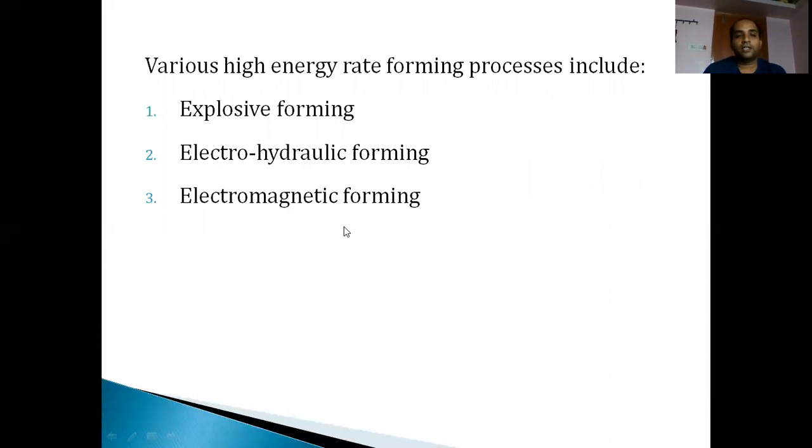Now for your syllabus, you need to know there are 3 types of HERF processes. The first one is explosive forming, the second one is electro-hydraulic forming, and the third one is electromagnetic forming.